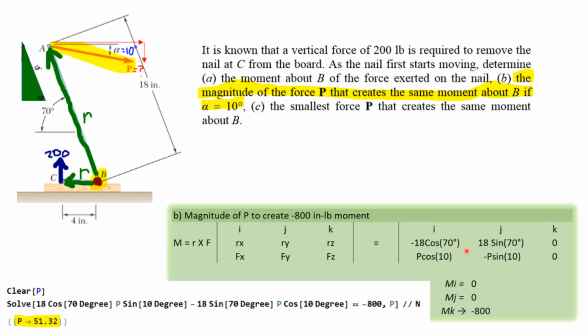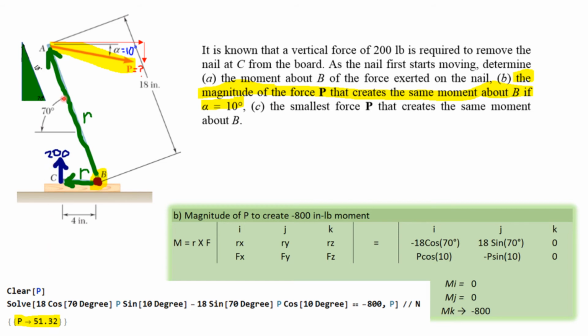If we solve this moment equation, so just crisscross, we're going top to bottom minus bottom to top. So the 18 cosine times P sine minus 18 sine, P cosine. And that's going to add together to what that nail is doing. 4 times 200, 800. So if you solve this for what the force needs to be, you end up getting a force of 50 pounds to create 200-pound pull on the nail.